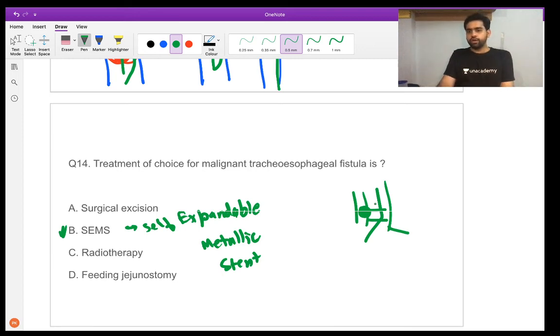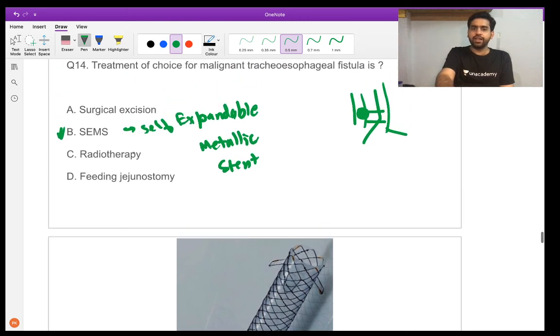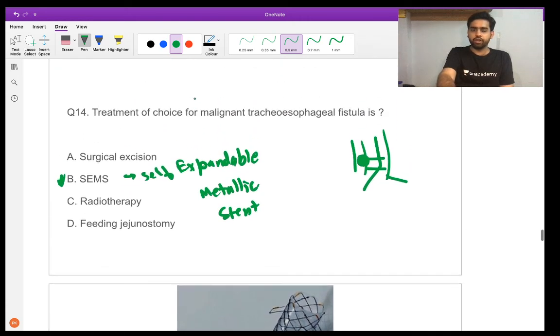You go for a self-expandable metallic stent over here, and usually you prefer a covered self-expandable metallic stent. You prefer a covered self-expandable metallic stent, and this is the treatment of choice for malignant tracheoesophageal fistula.